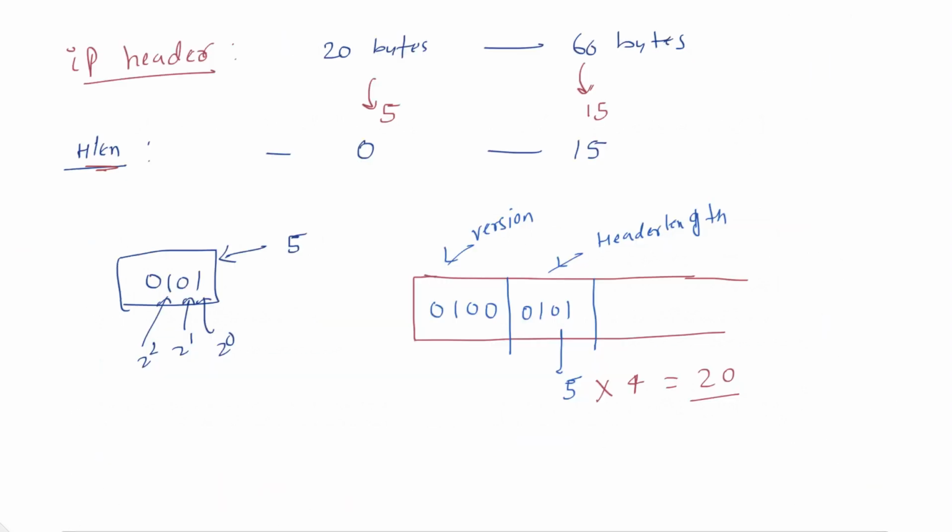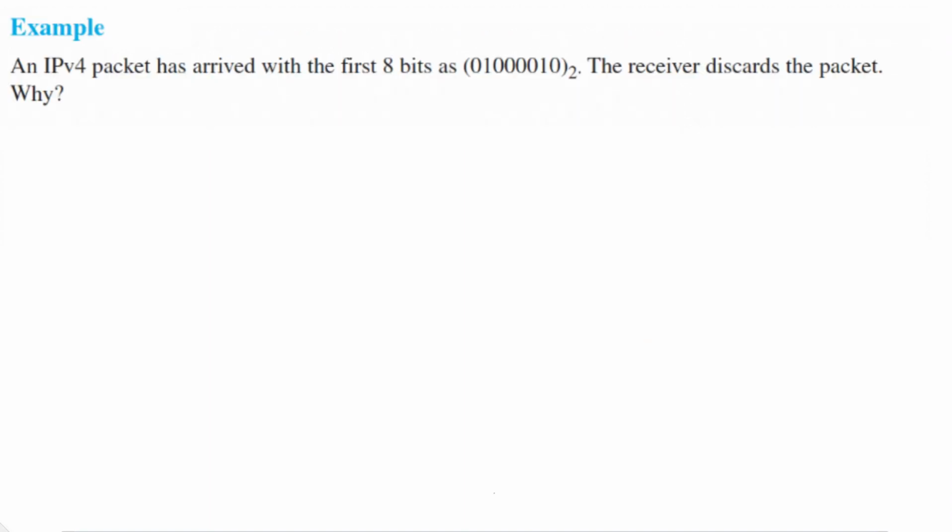Now let's move to some questions. Let's solve this question. It says an IPv4 packet has arrived with the first 8 bits as this. The receiver discards the packet. Why? They are giving us the first 8 bits in binary. This subscript 2 means the enclosed number is in binary form. So the receiver is discarding this packet. What do you think went wrong?